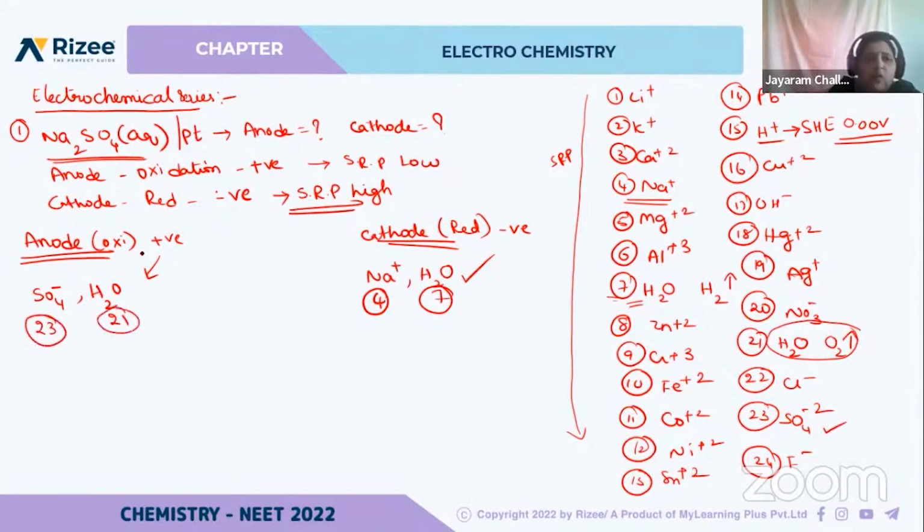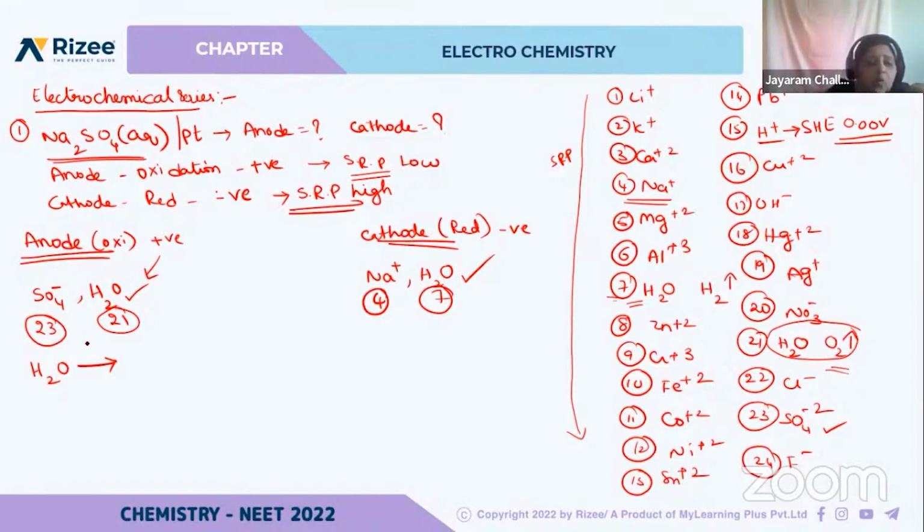23. Then what is the condition in the anode case? Anode, oxidation with low SRP. The species which has the lower SRP value will undergo oxidation. So among these two, which has the low SRP, here also water. So oxidation of water is happening here, and here also reduction of water only is happening. If oxidation of water happens, what will we get? Water oxidation gives oxygen as a gas.